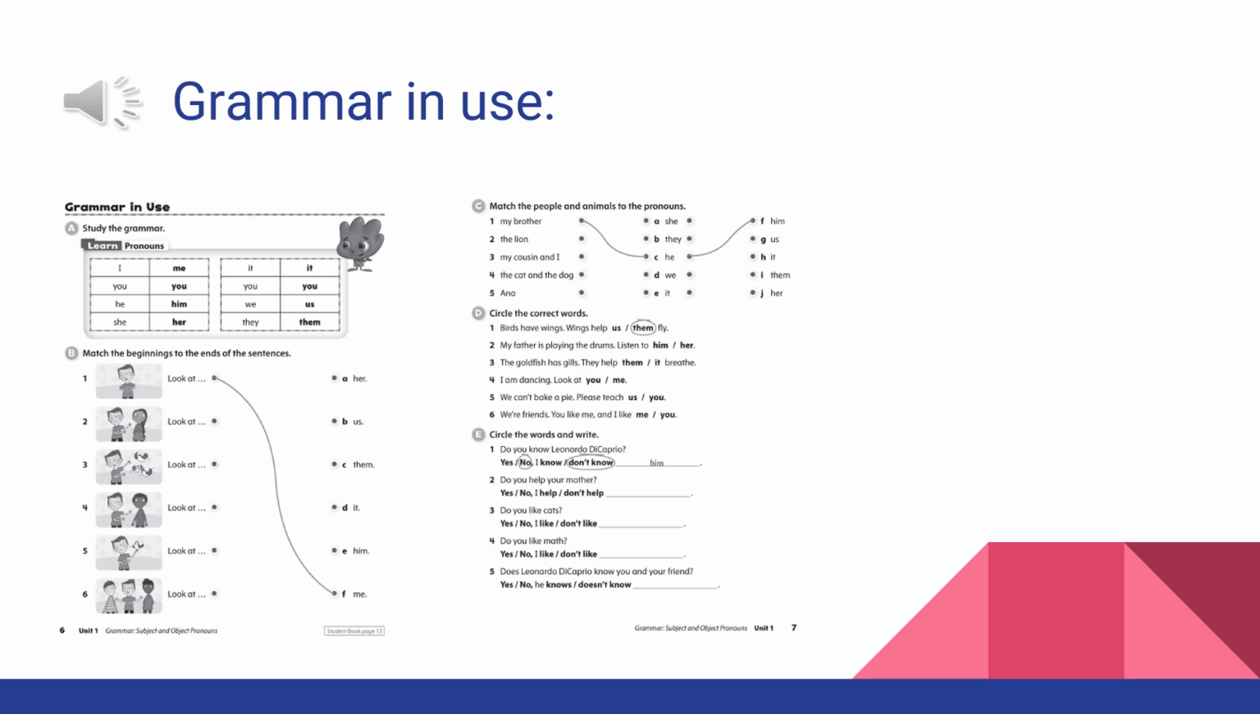E part is circle the words and write. You need to circle the words first and then you have to write down the correct one for them. Do you know Leonardo DiCaprio? Yes or no? No. So that's why you circle no. I don't know him. Okay?